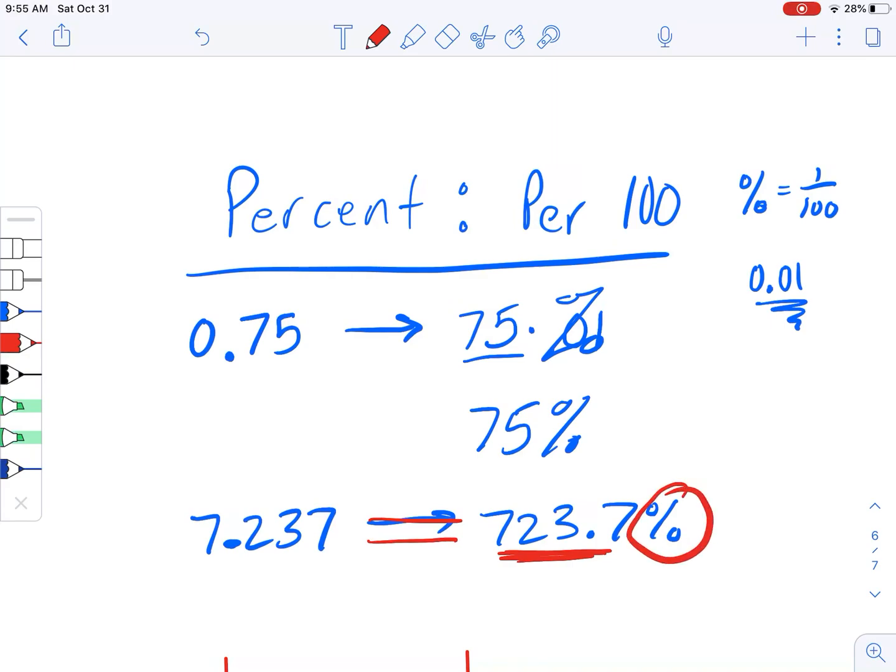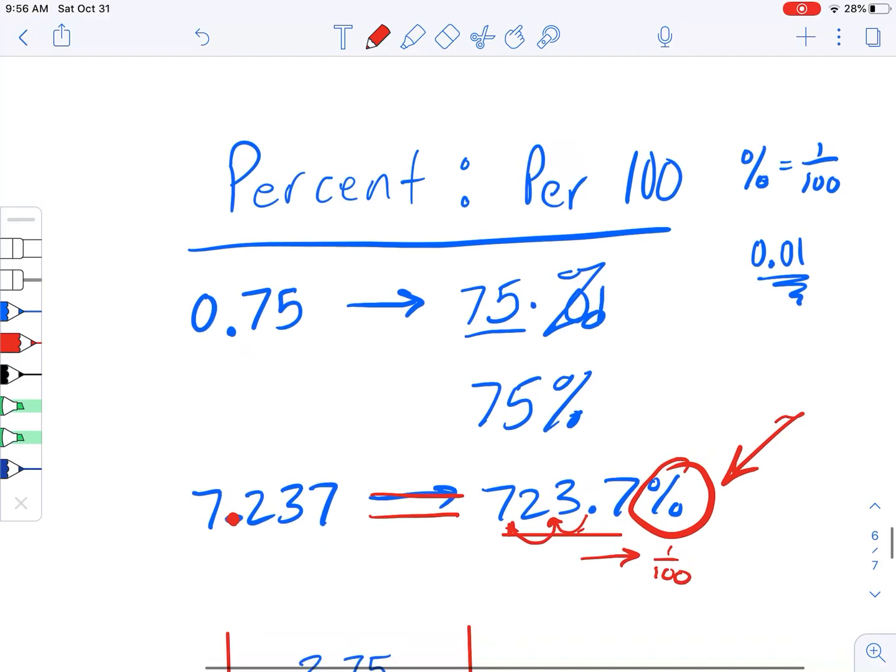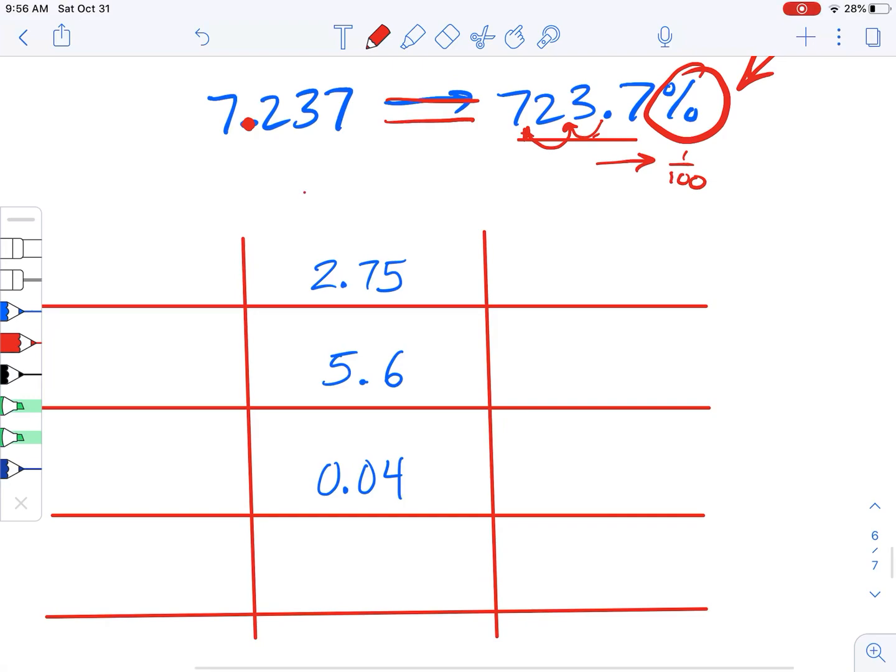And you know why? Because the percent sign actually has a value. It is actually 1 over 100. Because you have this dividing by 100, that's why the decimal value is going to seem smaller, because the percent number is bigger and it gets multiplied by 1 over 100. If you think about it that way, you are taking 723.7 and dividing it by 100, so you should be making it smaller, and you should move the decimal point 2 places to get 7.237. So let's practice going from decimals to percents.